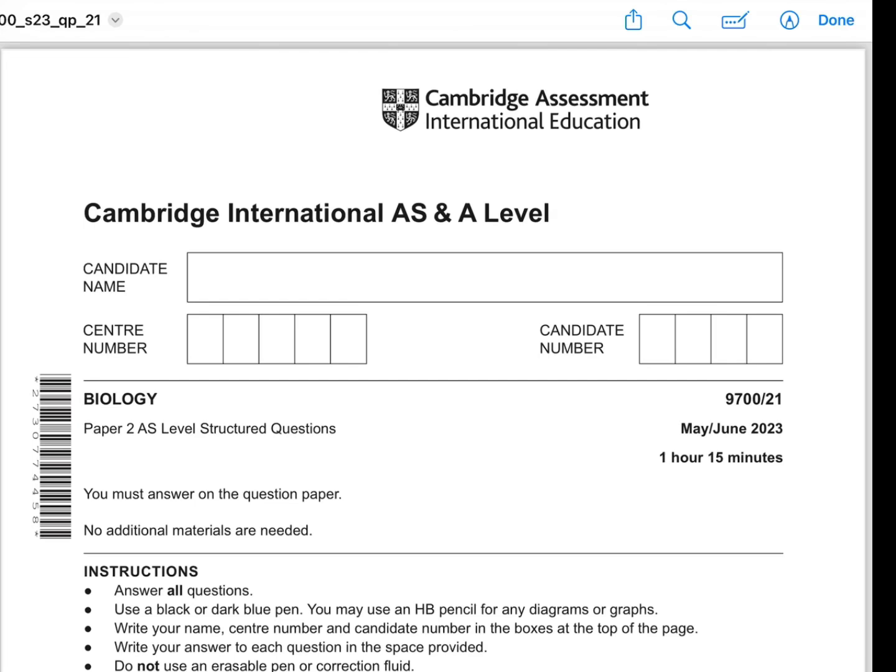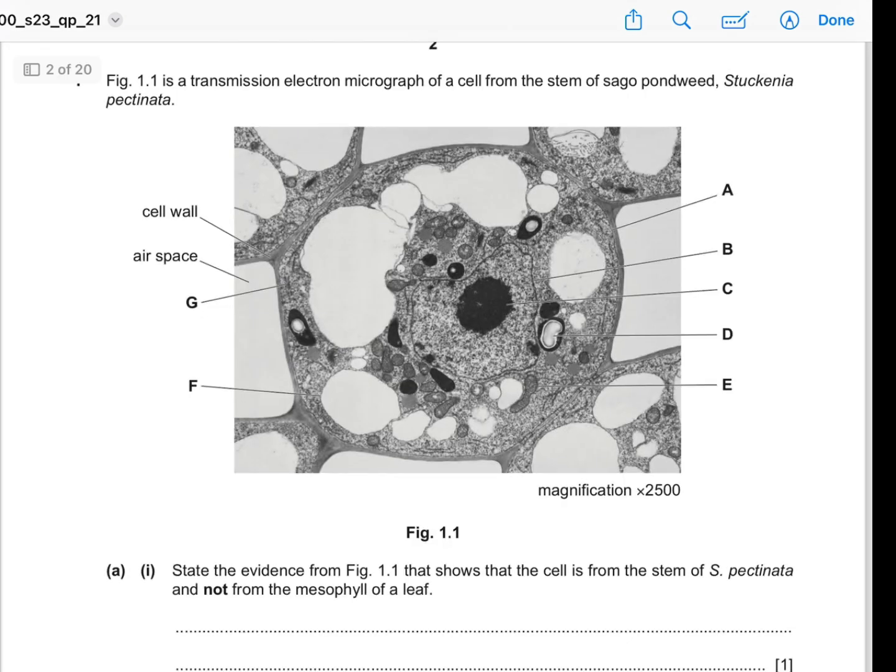In this video I'll be solving paper 2 variant 1 May-June 2023 AS level biology. Starting off with question number 1, where figure 1.1 is a transmission electron micrograph of a cell from the stem of a sago pondweed, and they've given you the name here. So let's start with transmission electron micrograph.